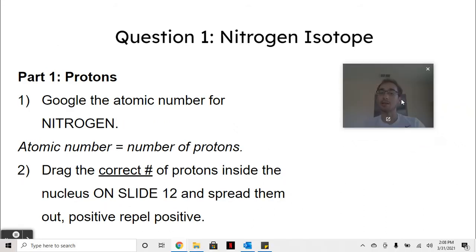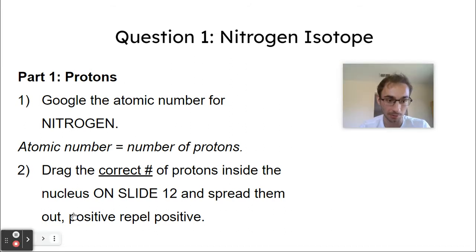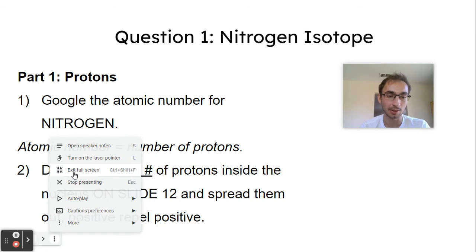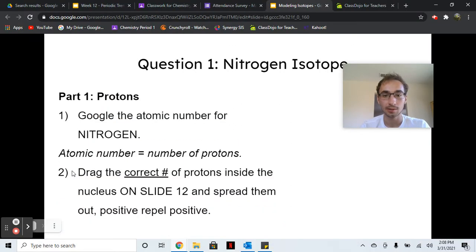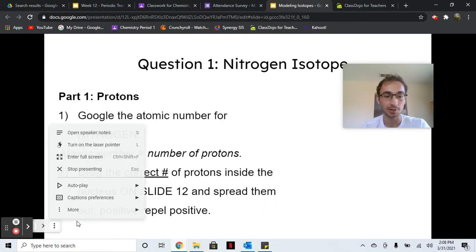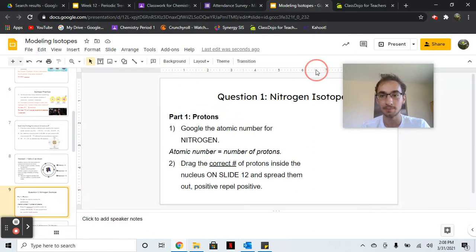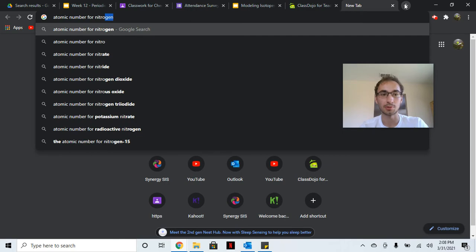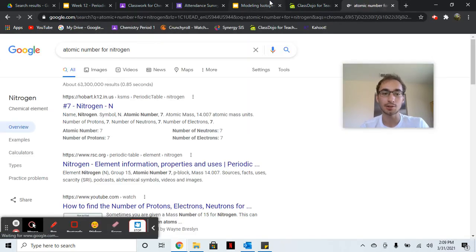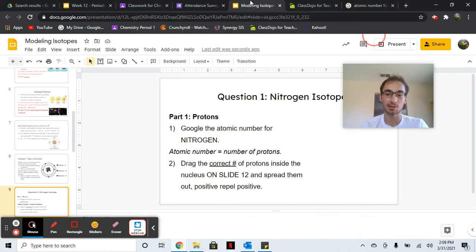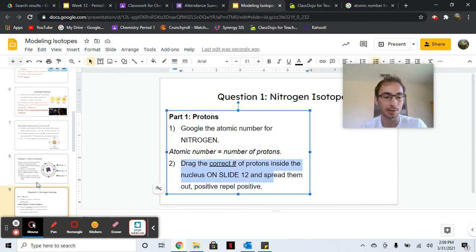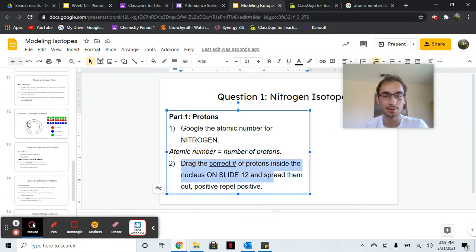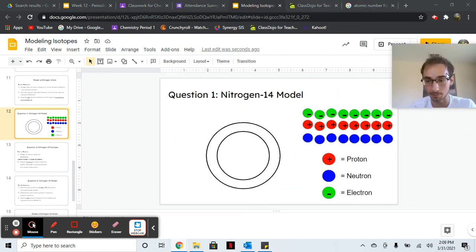Now we're going to start making a nitrogen isotope. I'll do the first one with you, and then the second one is all on you. Okay, step 1, Google the atomic number for nitrogen. Nitrogen is 7. It's number 7 in the periodic table. And it says drag the correct number of protons inside the nucleus on slide 12. So I'm going to get 7 protons.